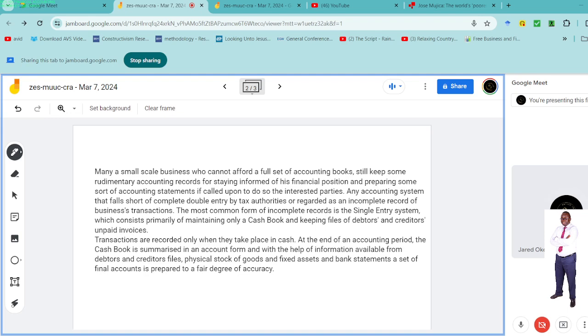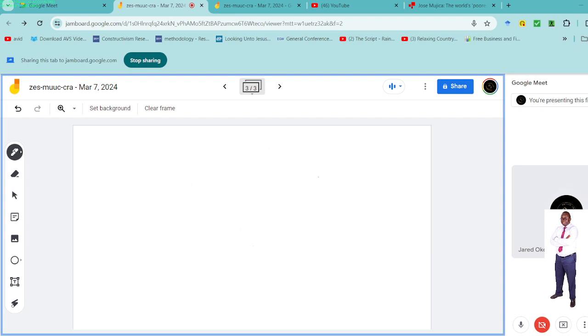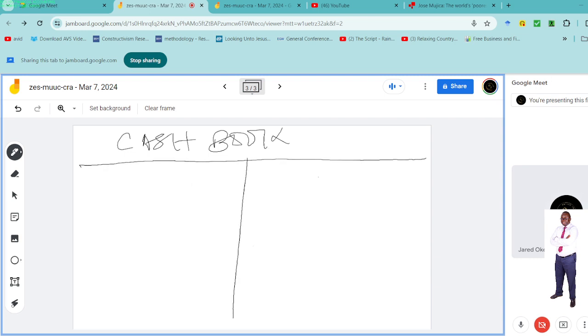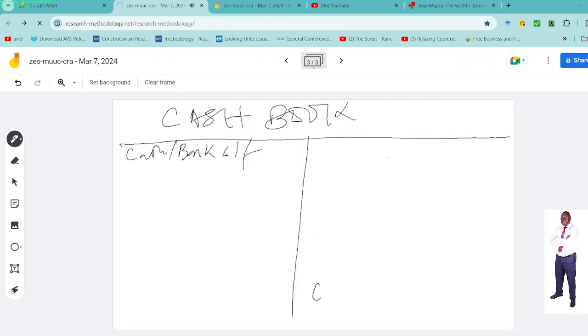So what do we then get from these single entries? Normally you will find that these traders have what we call a cash book. They have a cash book which is summarized and has two sides the way we have learned. And the first side, on the debit side, normally has the cash or bank balance brought forward. That means on this other side, we'll also have our cash.